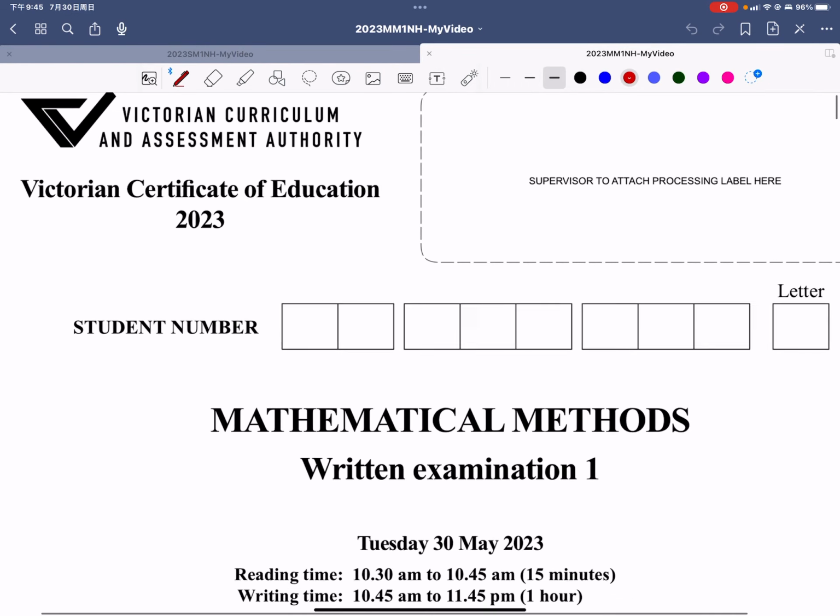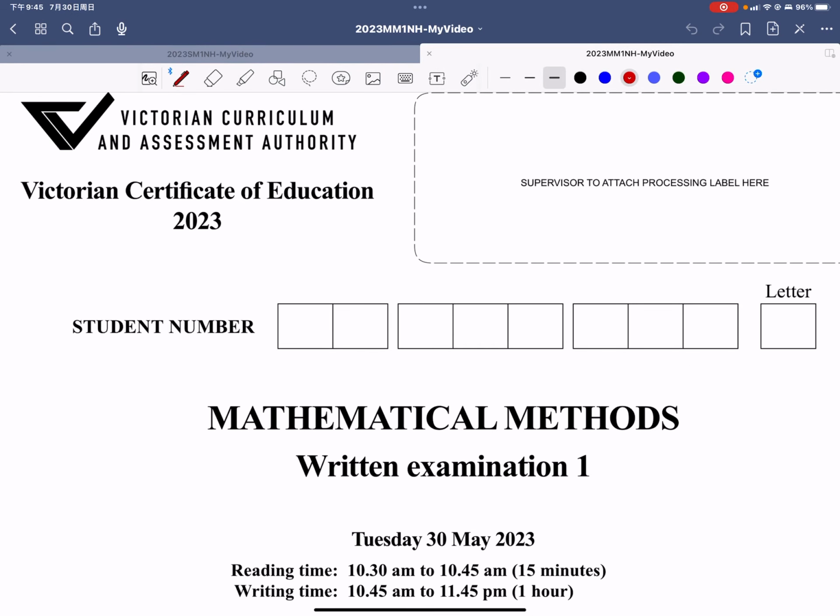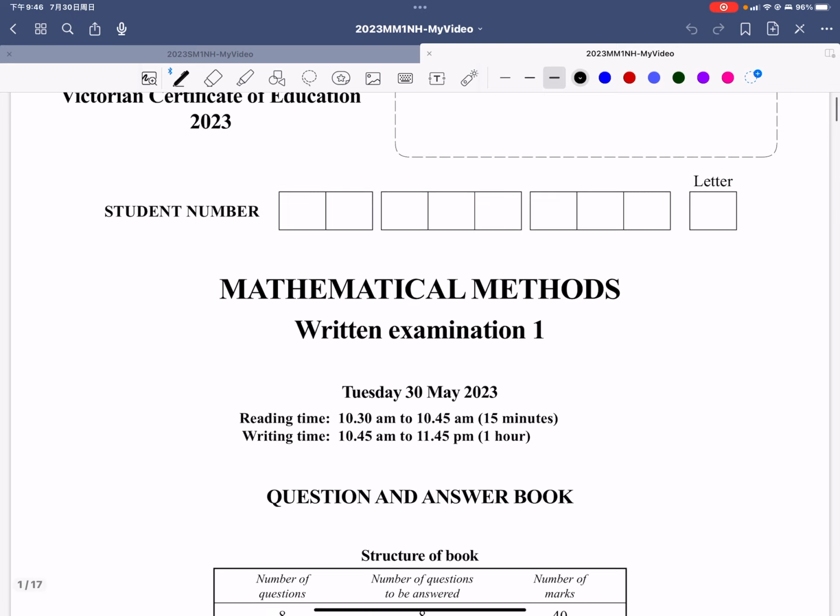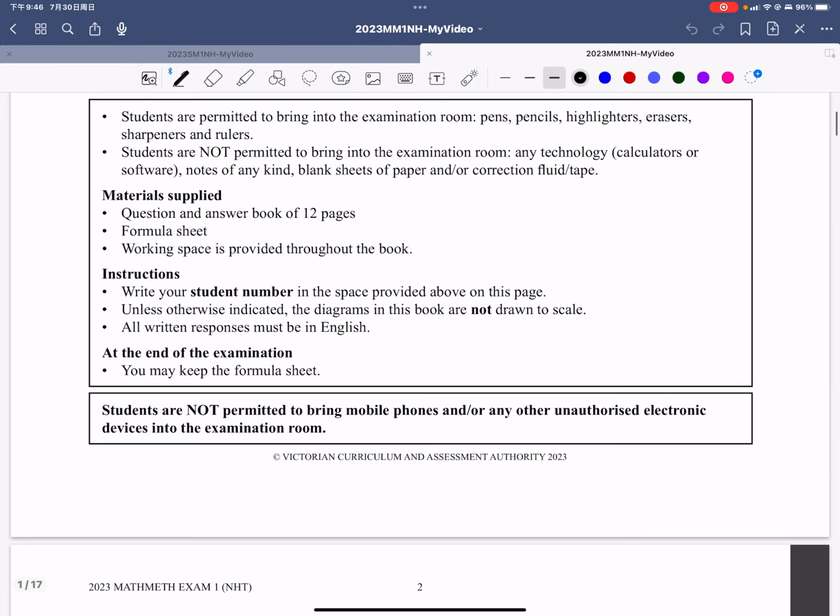Okay, now VCAA has released an NHT paper for this year, so I think I need to give it a crack. Just notice one thing. These NHT papers were still following the previous study design, but I think for Maths Methods, it covers most of the content needed for the new syllabus. So let's have a look.